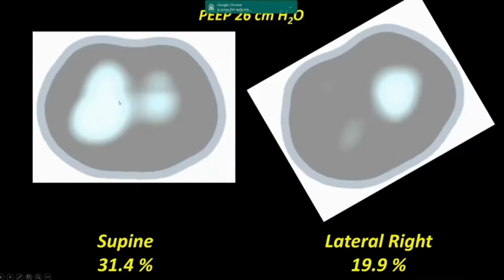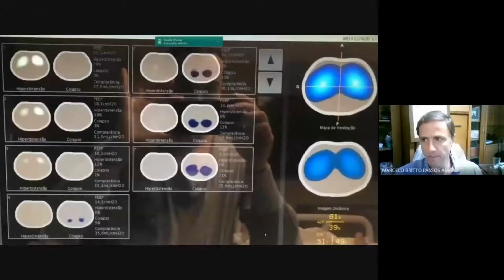And then for this patient, when we promoted some lateral tilt in the bed, so right lung down, we started to see a big decrease in overdistension and then a little bit of enhanced overdistension in the left lung. But in general, much less overdistension for this patient.